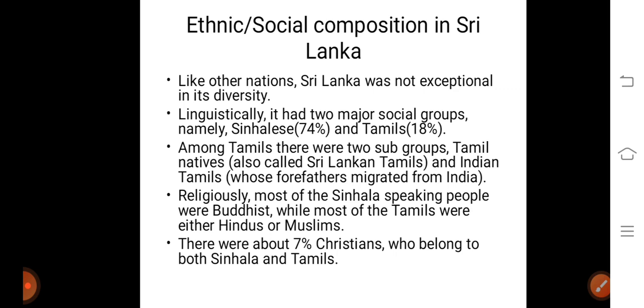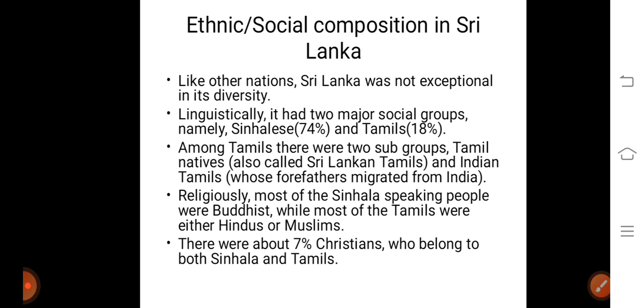So what we have seen here is that 74% are Sinhalese and 18% are Tamils, right? And this 18% again was divided into two, the Sri Lankan Tamils and the Indian Tamils. Sri Lankan Tamils were 13%, which I have not mentioned here, and basically lived in the north and eastern part of Sri Lanka, right? And the remaining 5% were the Indian Tamils, whose forefathers basically migrated from India during the colonial period for plantation work.